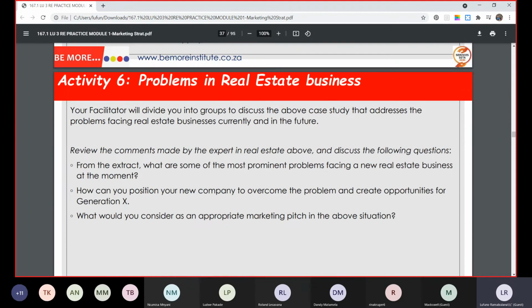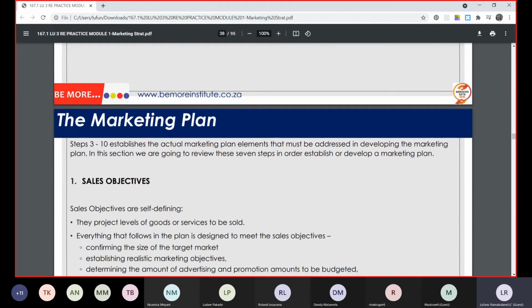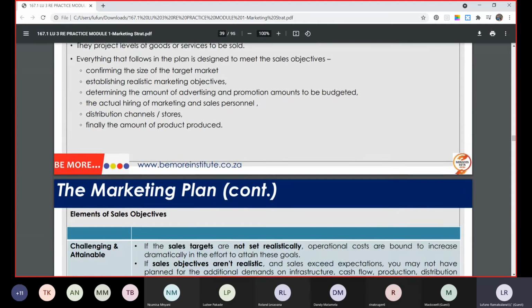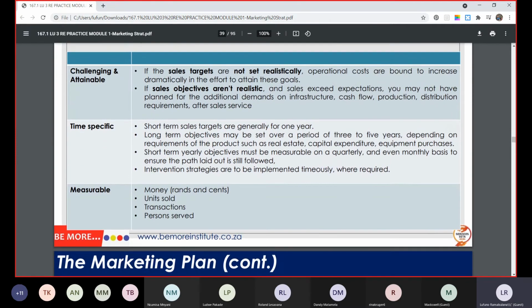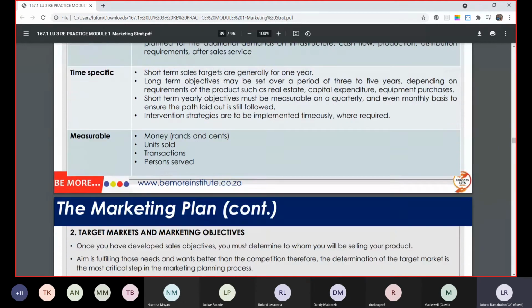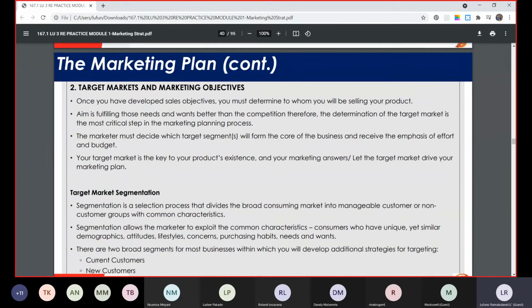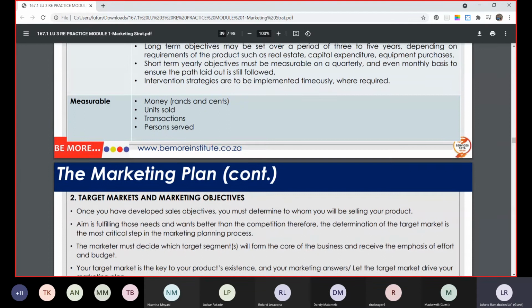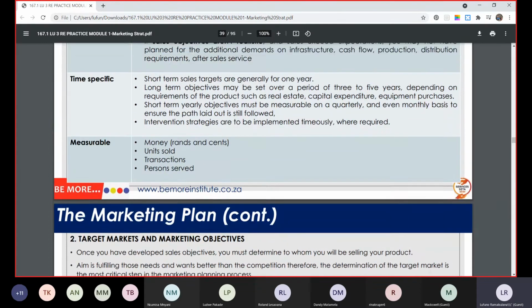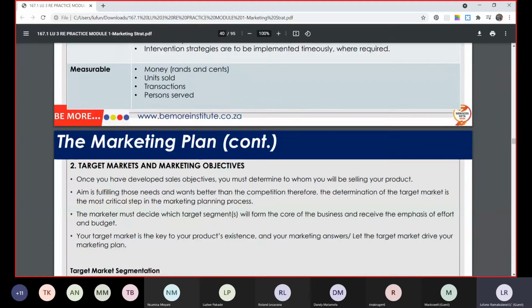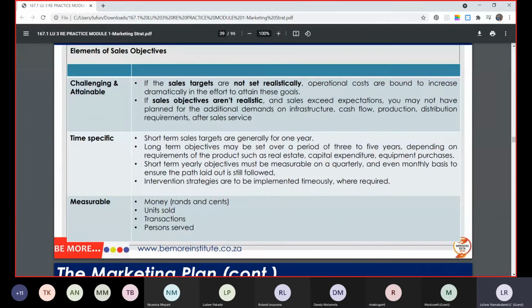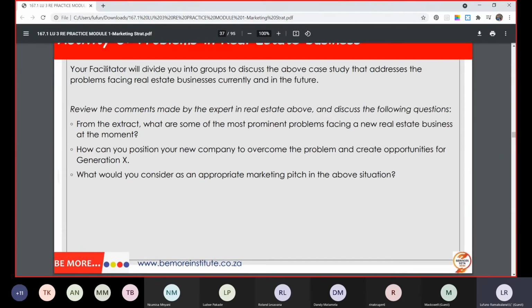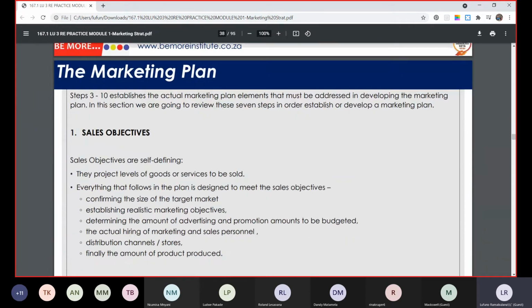Okay, so I want us to, this is the activity. Okay, just give me a sec. Okay, let's look at the marketing of... just give me a sec. Okay, let's start here.